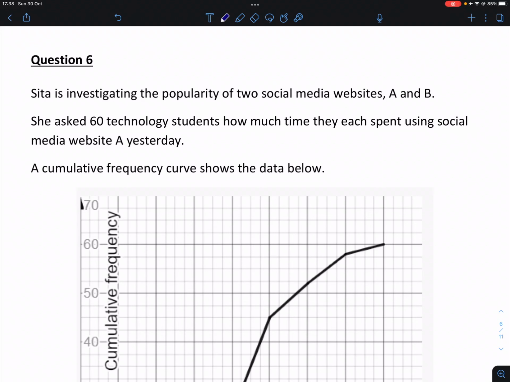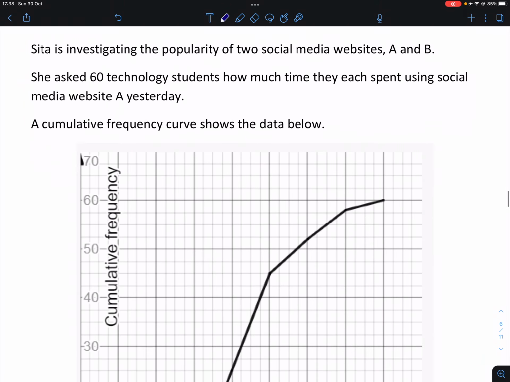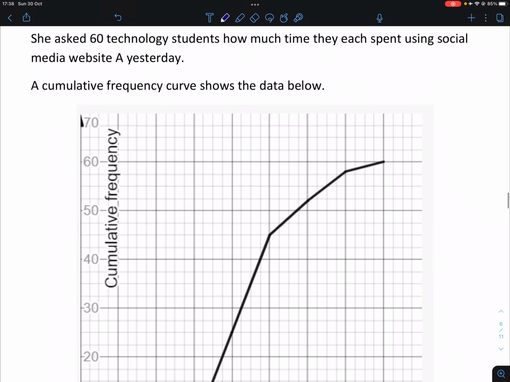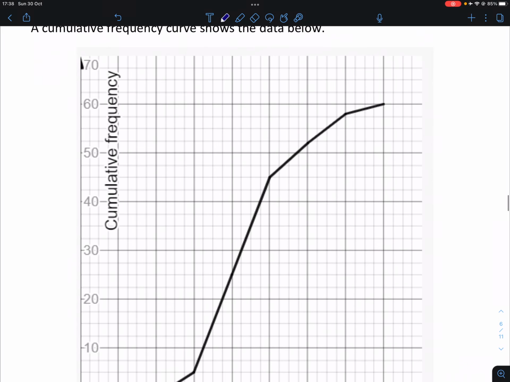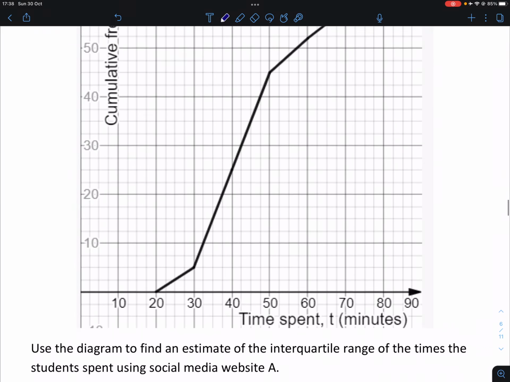Question 6. Cita's investigating the popularity of 2 social media websites. She asks 60 technology students how much time they would spend on social media website A yesterday. A cumulative frequency curve shows the data below. So you've been given a cumulative frequency graph already for the 60 students that were asked.